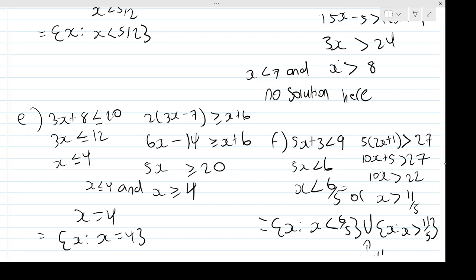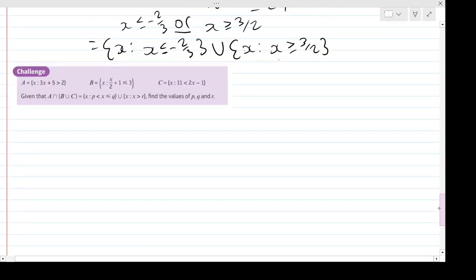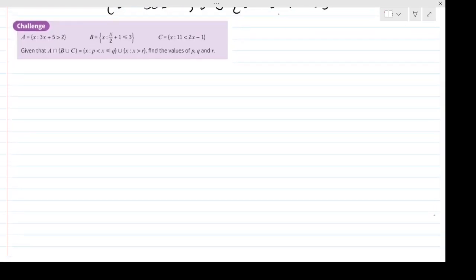Set notation will be used for inequalities in exam questions, so this is a good place to really understand how to write down stuff in set notation. Hopefully those examples were useful. I'm going to leave off with a challenge question to really test that we understand what set notation is. Okay, let's have a read.